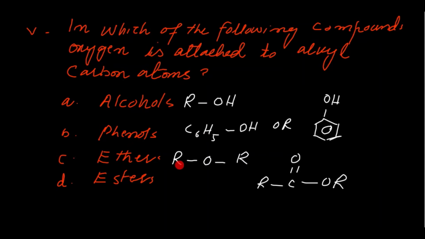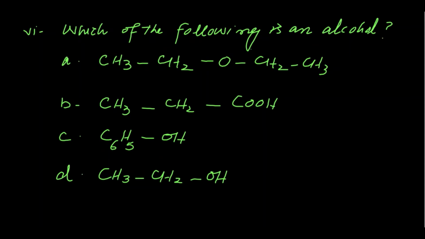So what is the correct option here? Option number C. If we see option number D, here oxygen is attached with one carbon. Oxygen is attached with the carbonyl carbon atom, and on the other side oxygen is attached with one alkyl carbon atom. So that's why this option is also not correct. Right students? So now we will see what is the correct option. Option number C is the correct option. In this option, oxygen is attached with two alkyl carbon atoms. I hope this question is clear to you students.